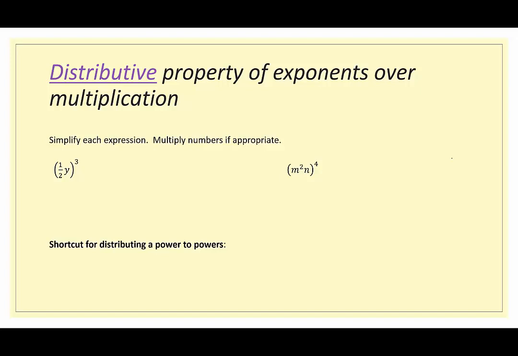Simplify each expression, multiply the numbers if appropriate. Okay, so this time we have this thing inside the parentheses, so that would be our base. Our base is 1/2 y. I'm going to write it 3 times. 1/2 times y once, 1/2 times y twice, 1/2 times y 3 times.